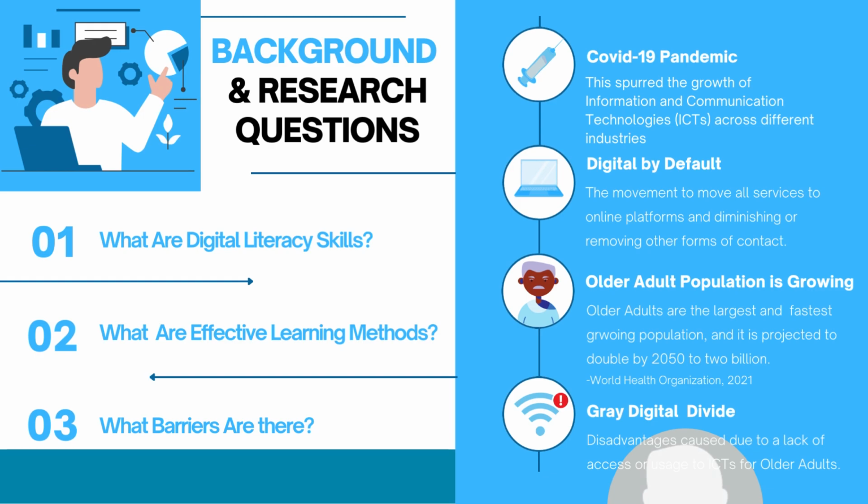So COVID-19 pandemic happened and it spurred the growth of information and communication technologies across different industries. This caused more businesses and organizations to move their services to online platforms, making them digital by default and diminishing other forms of contact. The older adult population is now the largest and fastest growing population, and it is projected that their numbers will double by 2050, making it 2 billion.